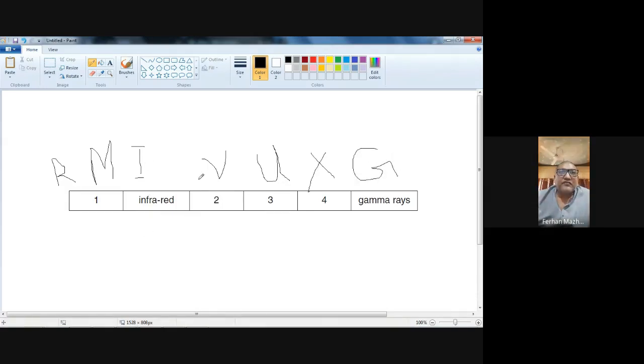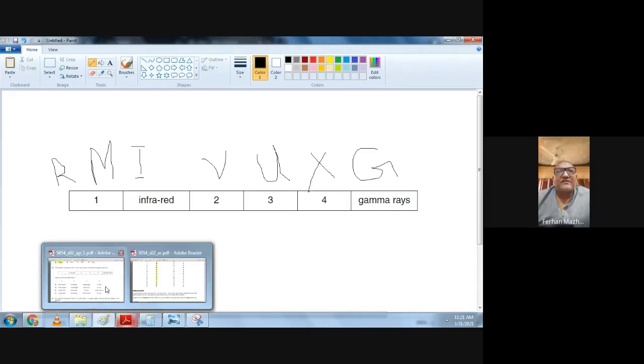So here we will have visible light. Here you will have ultraviolet. Here you will have X-ray. And on the first position, either it will be the microwaves or it will be the radio waves. So look at the options we have.